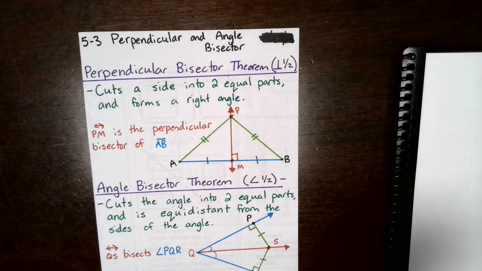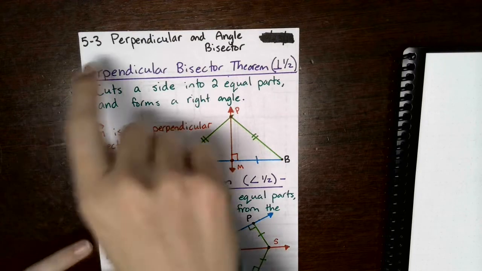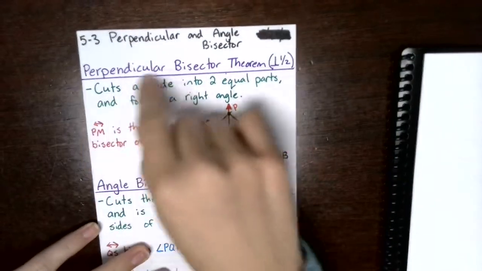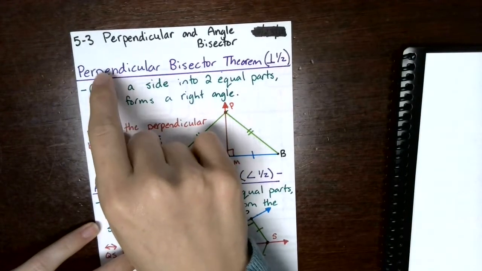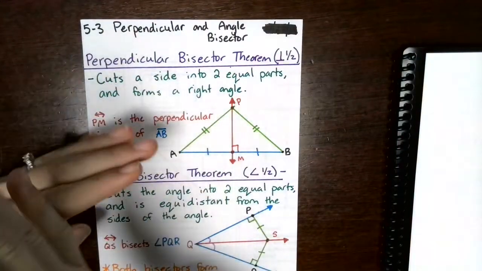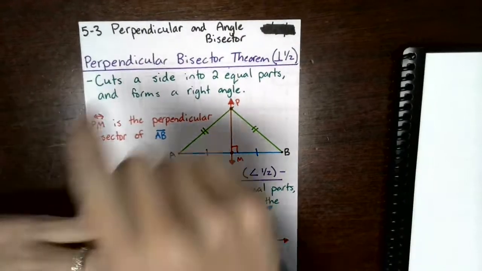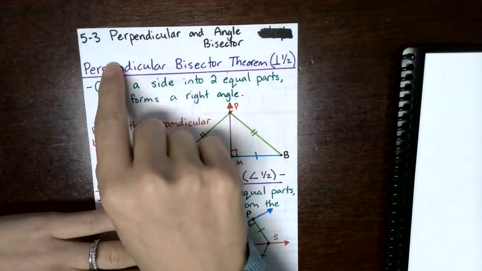Okay, so for 5-3, the perpendicular and angle bisector theorems. First of all, for perpendicular bisector, we just think about what the word perpendicular means. Remember, it forms a 90-degree angle. Two lines intersect and form a 90-degree angle. That's what it means to be perpendicular.